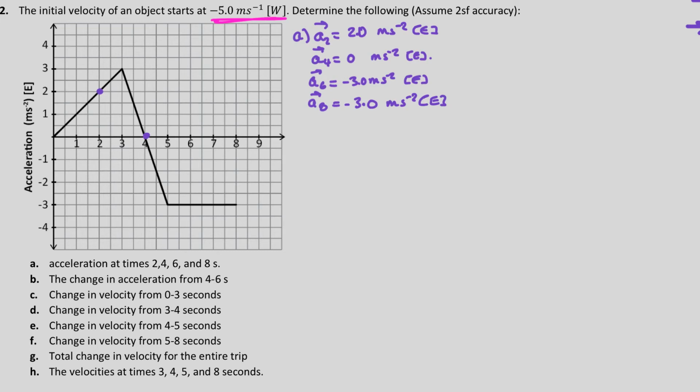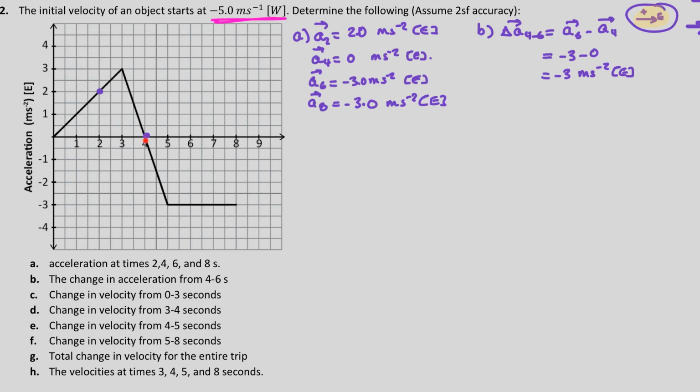Part B, change in acceleration from 4 to 6 seconds. Okay, we can definitely do that. So the change in acceleration from 4 to 6 will be the acceleration at 6 seconds minus the acceleration at 4 seconds. I'm going to take east to be positive. I'm going to have to show that somewhere nice and clear. That would be here. And I'm going to use this all throughout the question, so I'm going to highlight it. Acceleration 6 is -3. Acceleration 4 is 0. This is going to be -3 meters per second squared in the east direction. You can either do that or read it right off the graph.